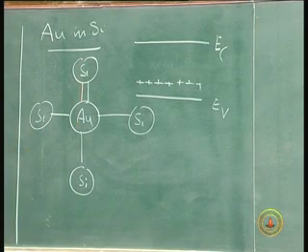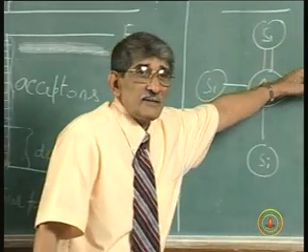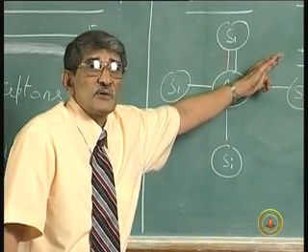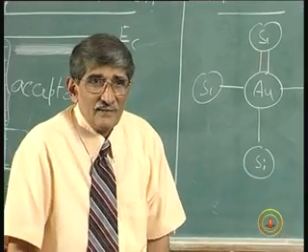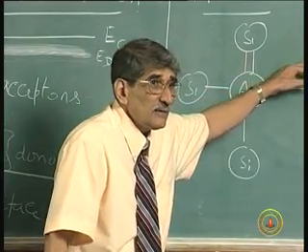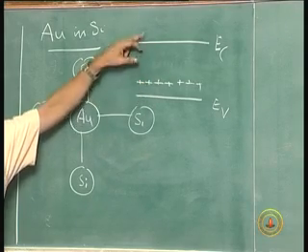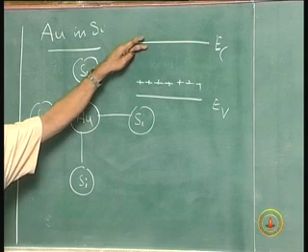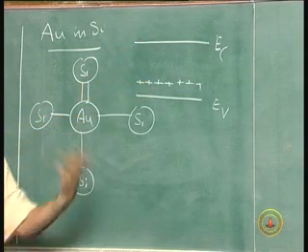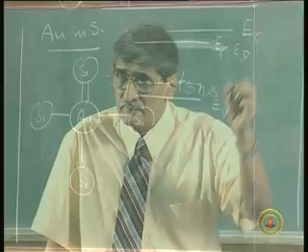Okay? Now, this explains that your donor level is closer to the valence band. This is a deep donor. Why is it a deep donor? Not because it is lying deep in the semiconductor. It is a deep donor because it is deep in the energy band diagram, far away from the conduction band. If it is very close to the conduction band, it is called a shallow donor. If it is very far away from the conduction band, it is called a deep donor. It requires a lot of energy to take the electron from there to the conduction band.